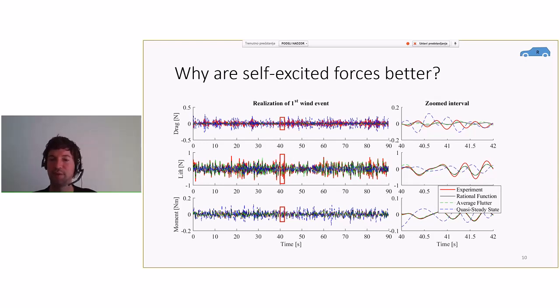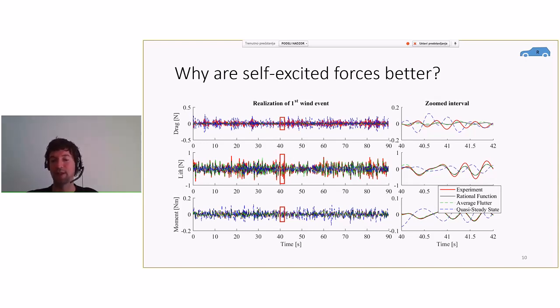For lift, there are small differences, but we also tested not only one event, we tested totally 15 wind events. That means we can take an average of all these events, and we have a very good agreement for the moment and lift. That means that the rational functions are actually being very accurate in that sense, and they are really representing the wind tunnel experiments. So that's why we think those models are better compared to quasi-static.